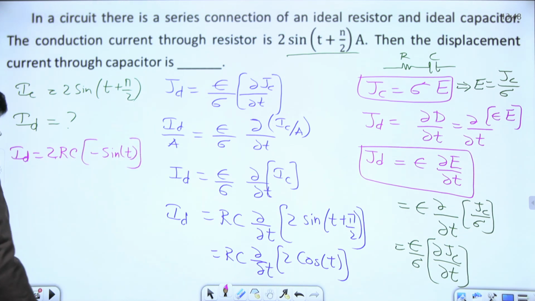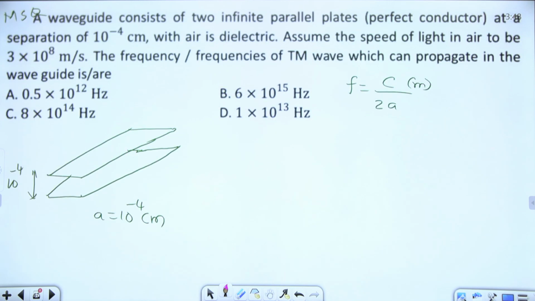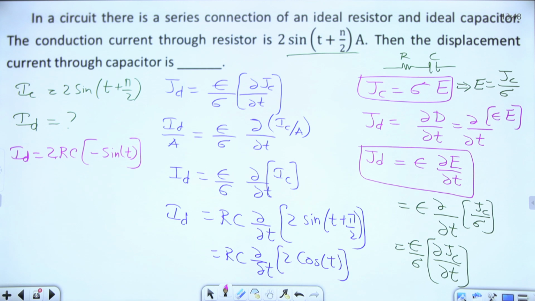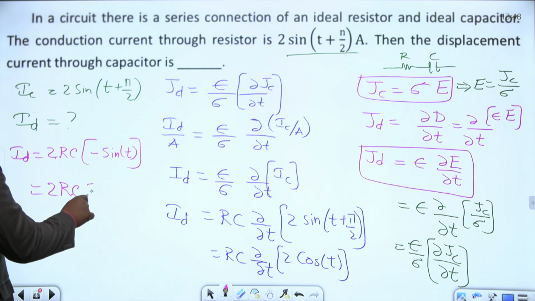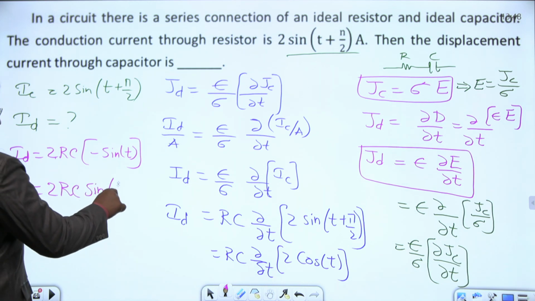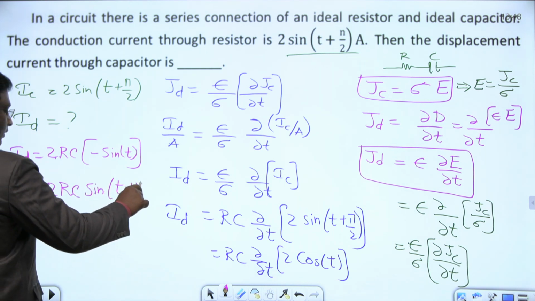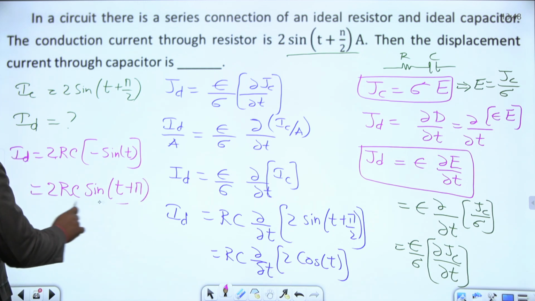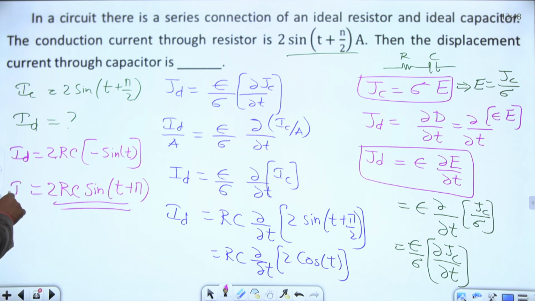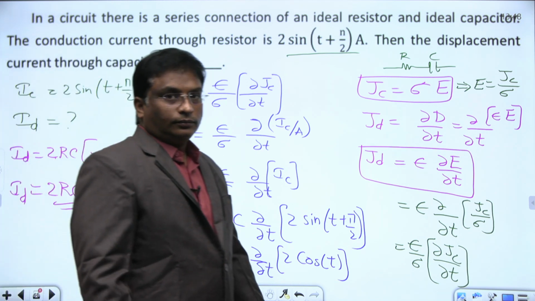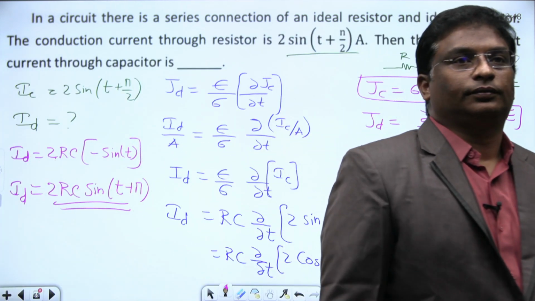Whether they have given any options here, maybe some options are missing. You can also write it as 2RC into sine of t plus pi. This is your displacement current. Simple, that's all.